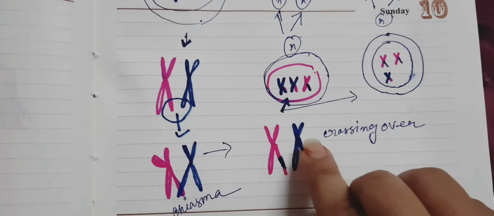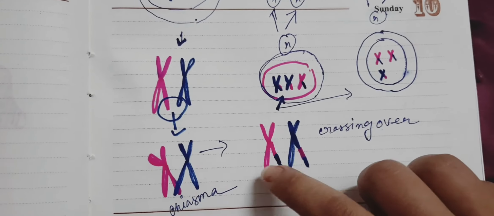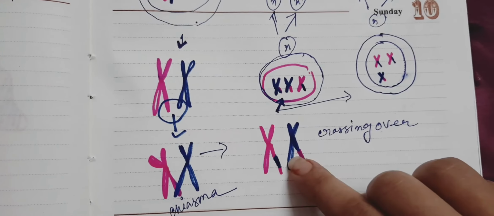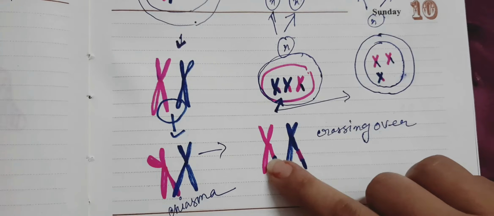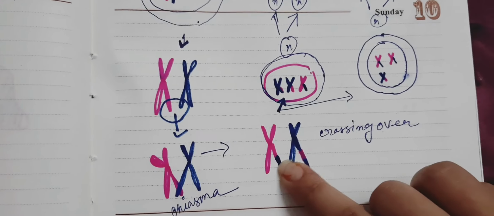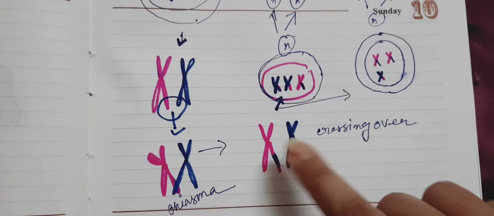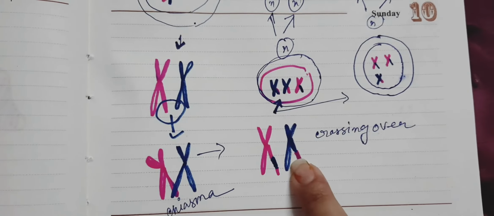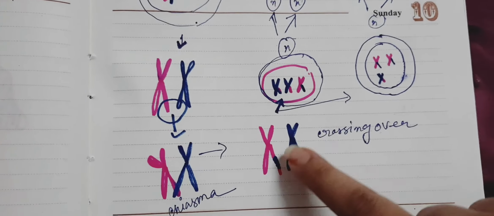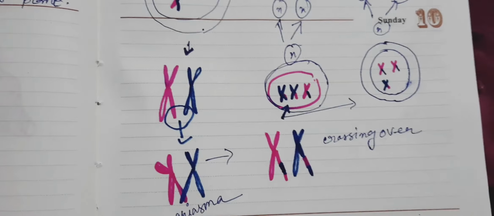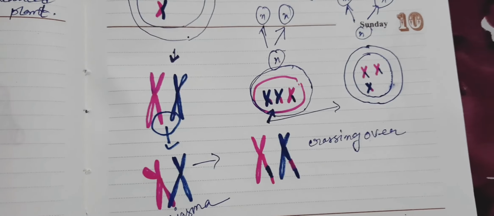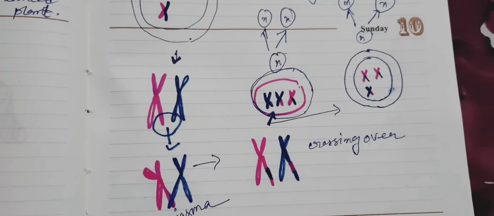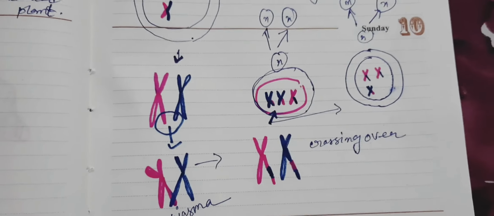This process is known as crossing over, where the genes present in this portion will go into this portion, and the genes present here will go into this portion. That means there is an exchange of genetic material, and this is known as crossing over. So why does crossing over happen? In meiosis, crossing over occurs for the formation of variety and new characters in the offspring.